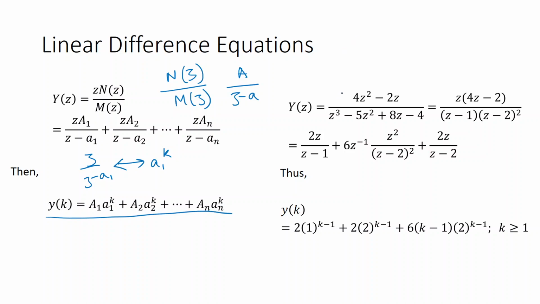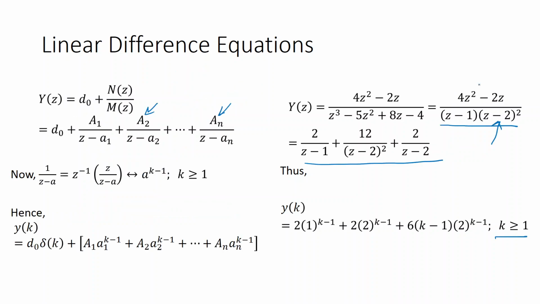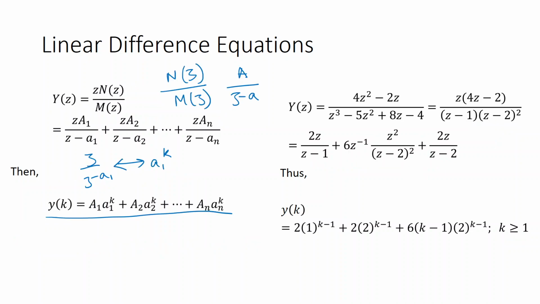Now coming to the same example that we were working with. Here you take z out, you have 4z minus 2 by this. Now the difference with the earlier case is that the numerator has changed. The numerator earlier was 4z square minus 2z, now it is 4z minus 2. So that means obviously the residues will change, and the residues are now 2, 6 and 2.